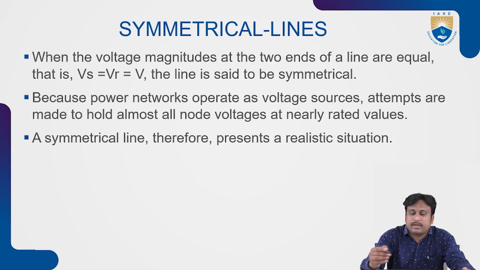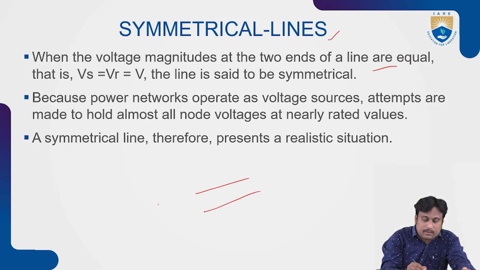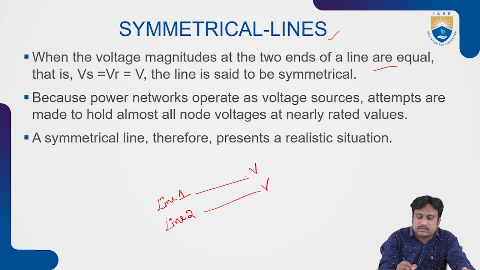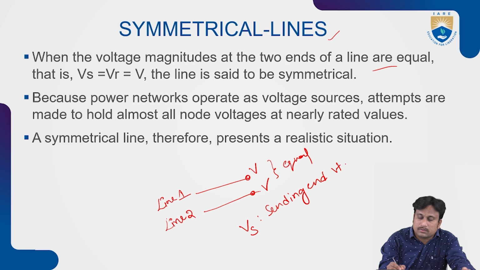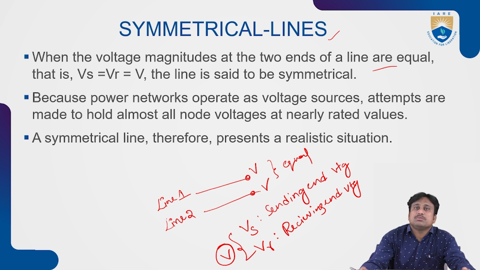So here, coming to the symmetric lines case, when the voltage magnitudes are at the two ends of the lines, for example, if you consider two lines, this is line 1, this is line 2. Voltage magnitudes V at the two ends of the line are equal. That means the sending end voltage and the receiving end voltage are both treated as the same. That will be denoted with capital V. Then the line is said to be symmetrical in nature.